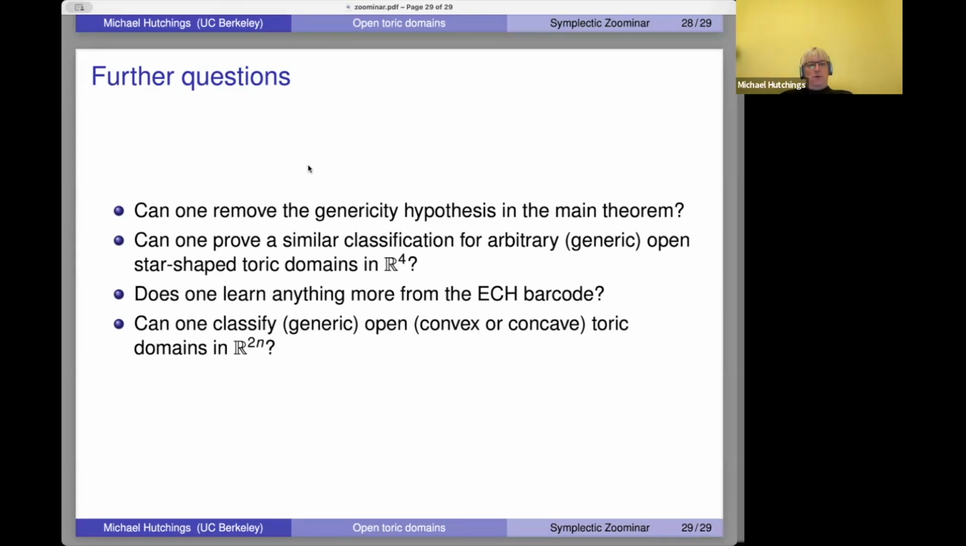You can also do, so the invariant I described with the inverse limit, you can do for other versions of contact homology. Embedded contact homology also gives you a barcode. I don't know what geometric information one can get out of that. And one could ask, can we generalize to toric domains, maybe generic convex ones in higher dimensions? And if we can't classify them completely, can we at least tell some of them apart?